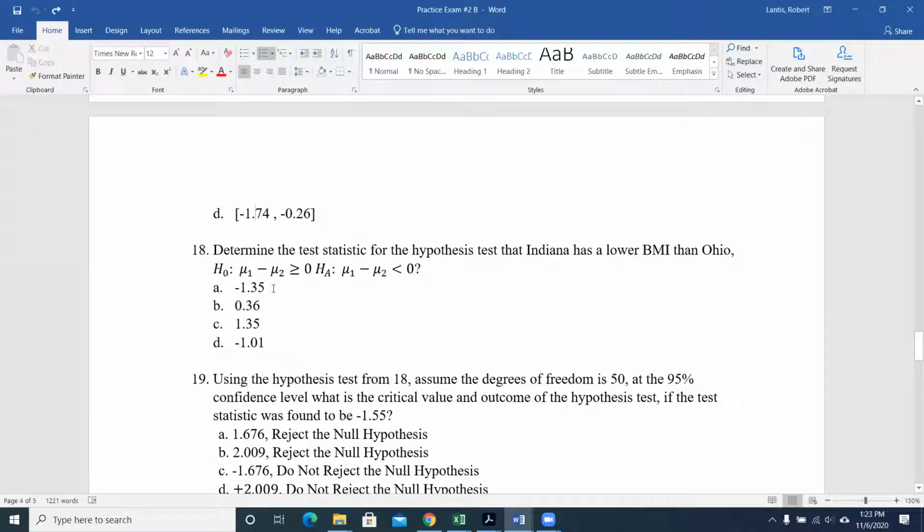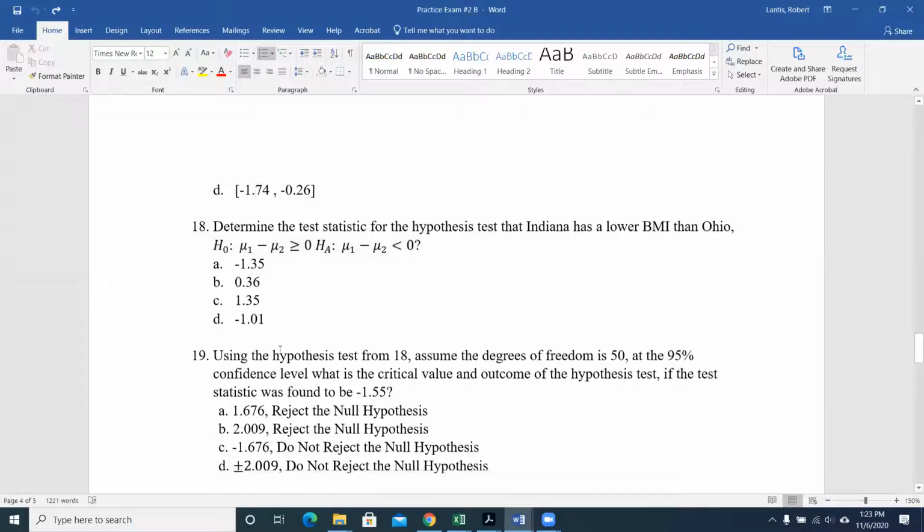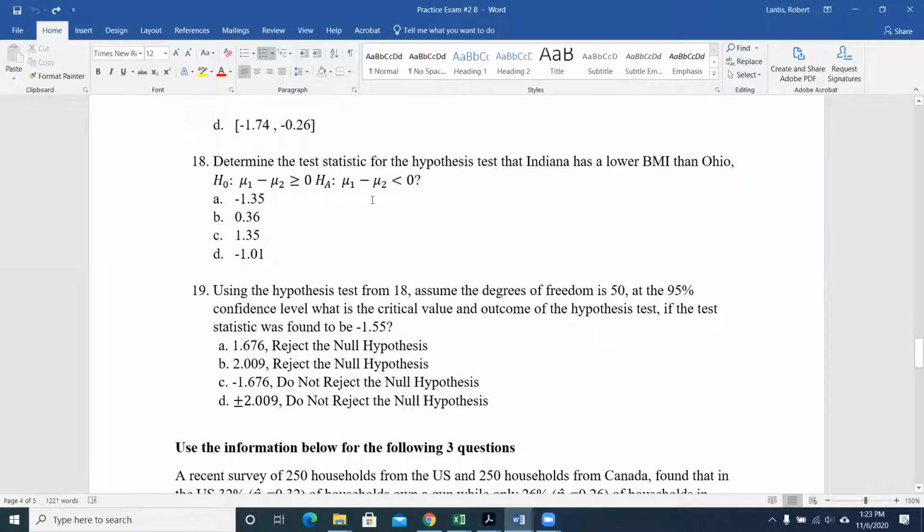Now, quite often at this point, what I would then do is say, well, look, if you got the test statistic wrong, I can't ask you any other questions about critical values and rejection decisions or p-values because you'll get those wrong as well. So I say use that same hypothesis test from 18. So what type of tailed test do we have? We look at the alternative hypothesis. Yeah, it's a less than sign. So we have a less than or a left tail test.